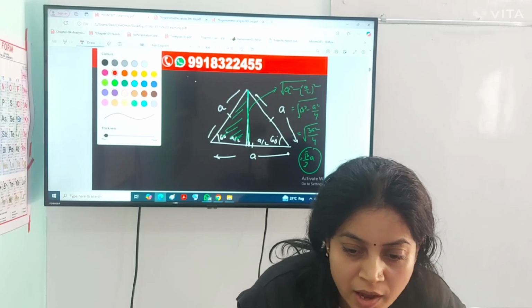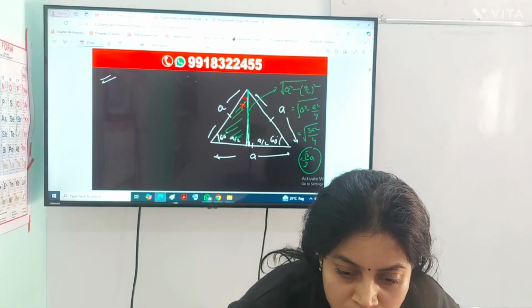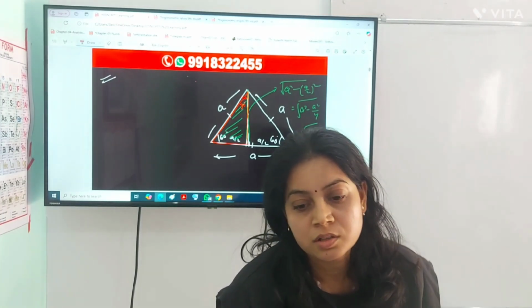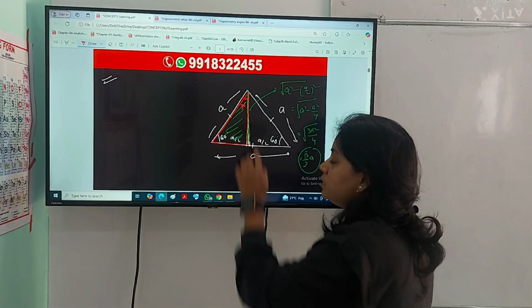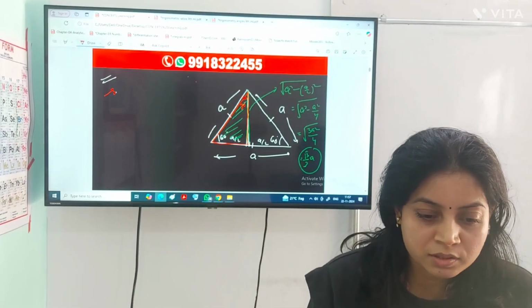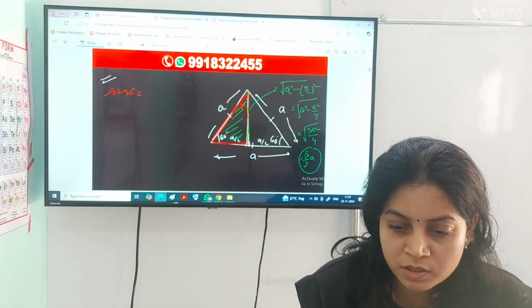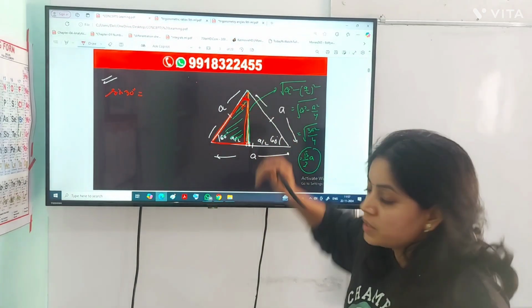Now I am taking this angle. And I want to calculate 30 degree. So in this triangle, I'm just marking it out, this triangle. Just focus on this triangle. In this triangle, I'm just going to calculate for the 30 degree. So what will be sin 30?